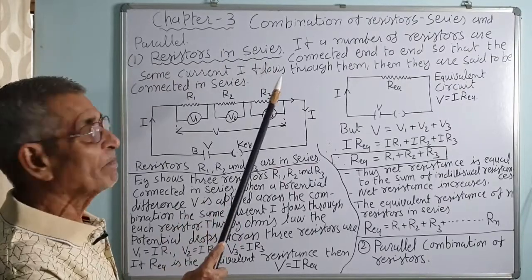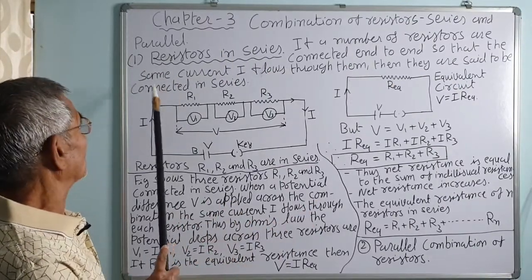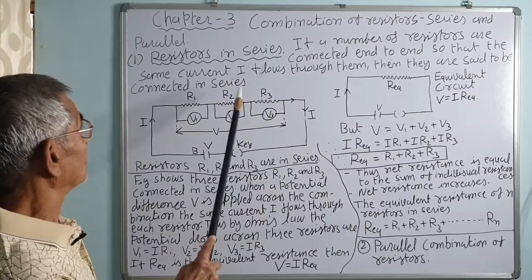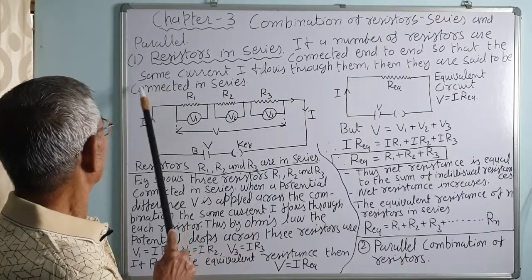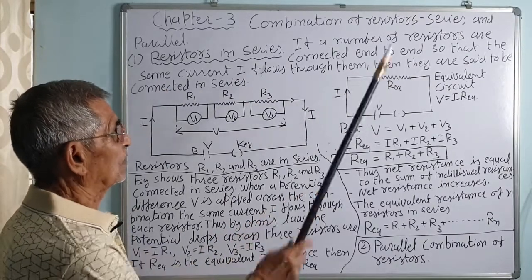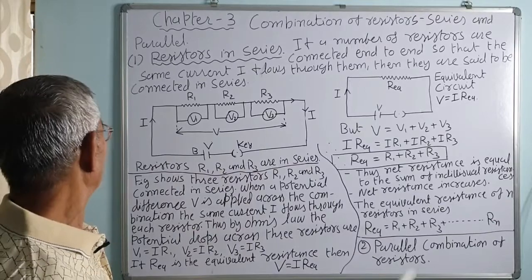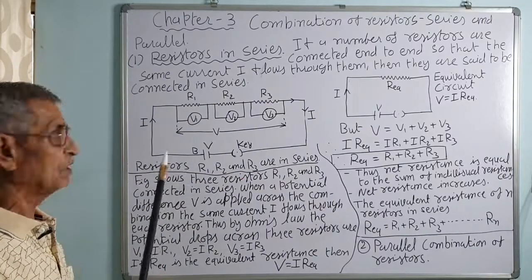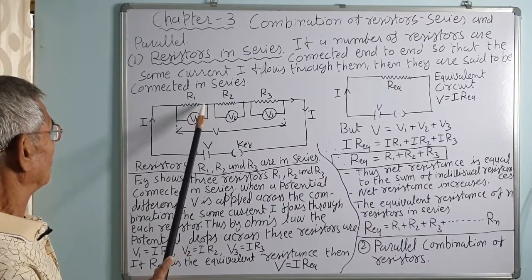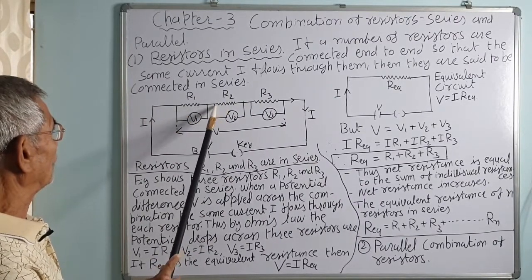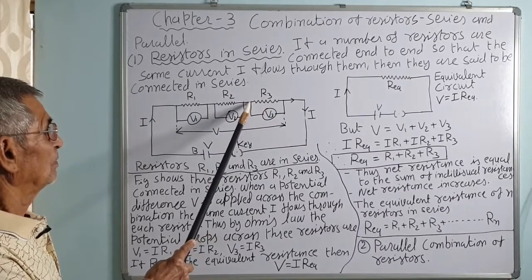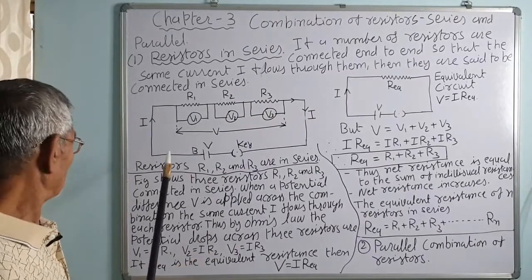Resistors in series first. If a number of resistors are connected end to end so that the same current I flows through each resistor, then they are said to be connected in series. This is the circuit diagram for series resistors R1, R2 and R3. They are connected end to end. The second end of R1 is connected with the first end of R2, the second end of R2 is connected with the first end of R3, and so on.